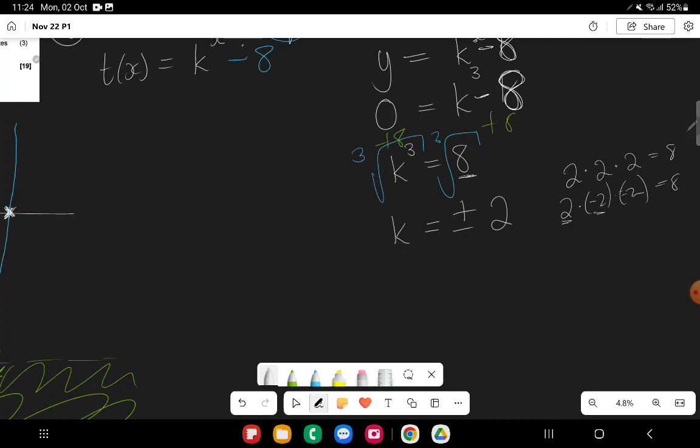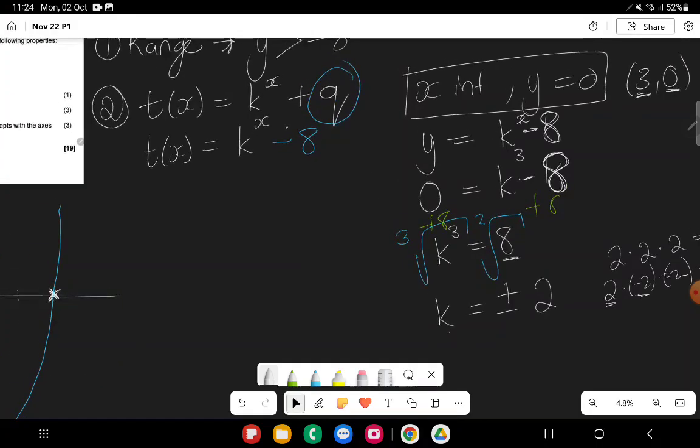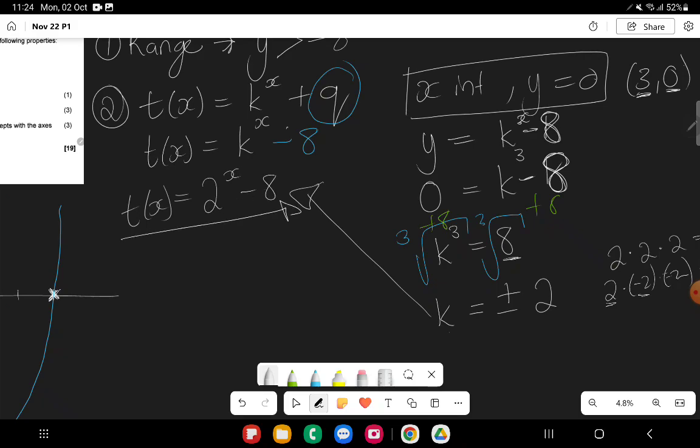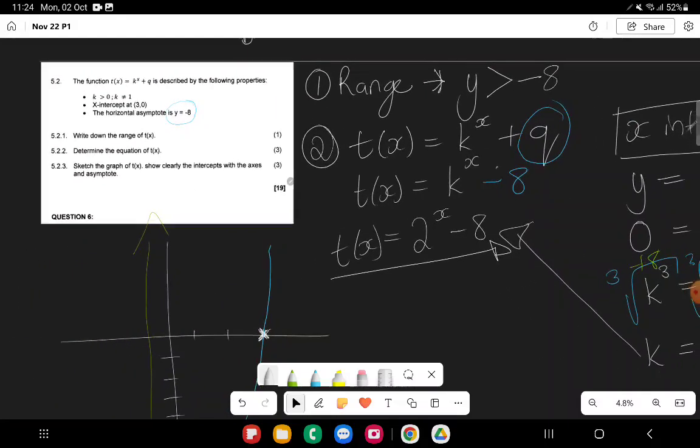This means that my equation, now that I have the value of k, I can substitute it in here, and I can say that the t of x is equal to 2 to the power of x minus 8, and that is going to be your final answer. That's the answer for question number 2.